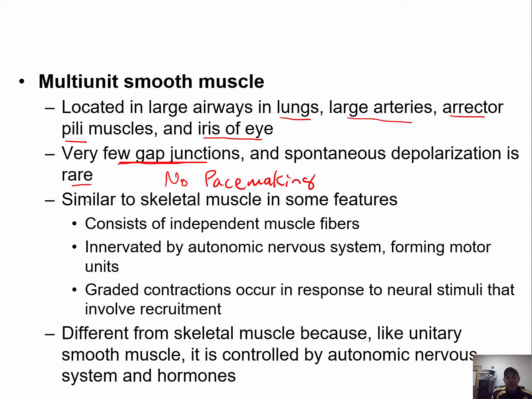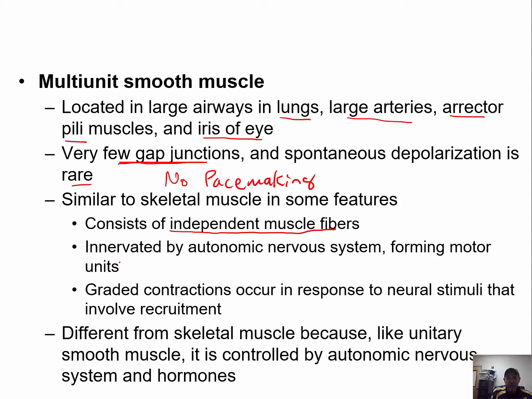If we think about it, this type of multi-unit smooth muscle is similar to skeletal muscle because you're going to have independent insulated muscle fibers. So the independent fibers, each fiber must be stimulated individually to contract. This is not like the unitary. In the unitary, one contracts, the one next to it contracts, and the one next to that one contracts because of the gap junctions.